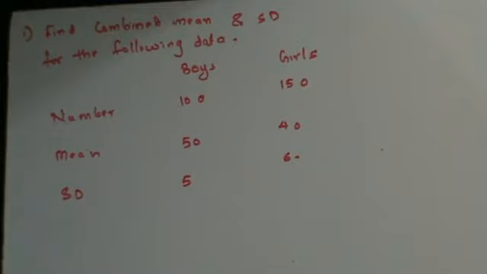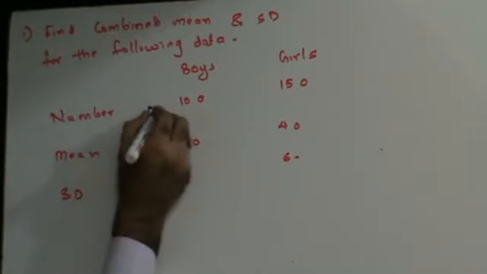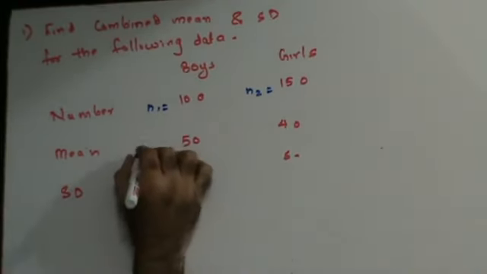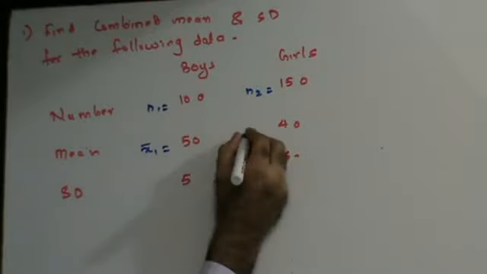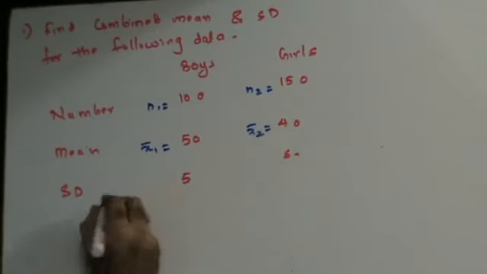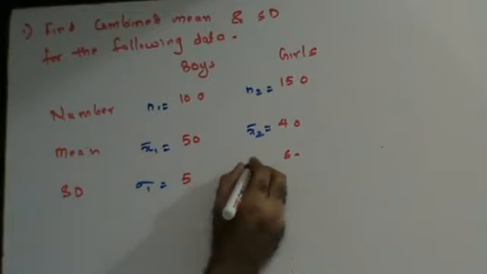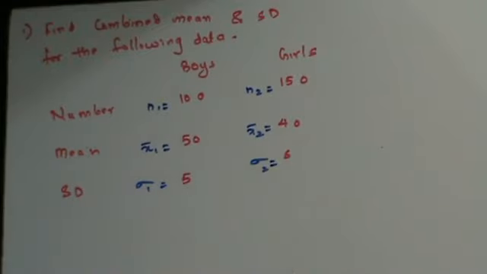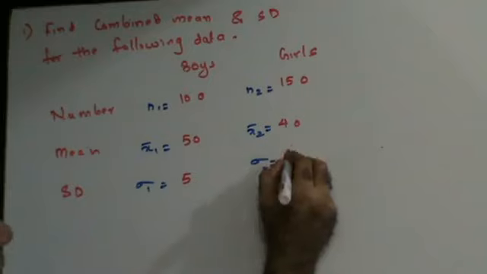Right? Now the first thing that you have to do is give variables to each one of them. So I'm going to use a blue marker. Number, boys, we'll call this n1, we'll call this n2. Mean, x bar 1, x bar 2. Deviation 1, deviation 2. Right? So you have given variables to each one of them.